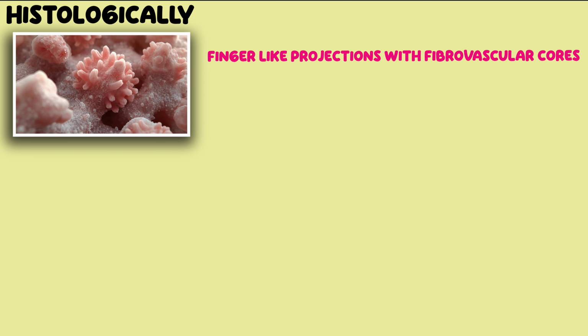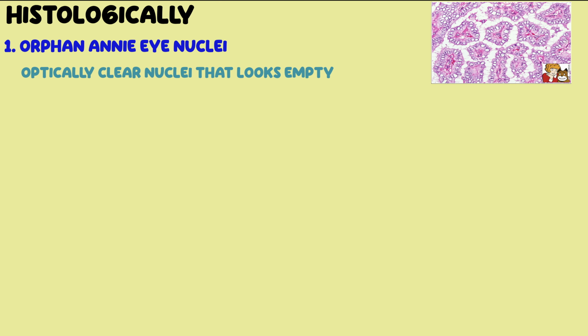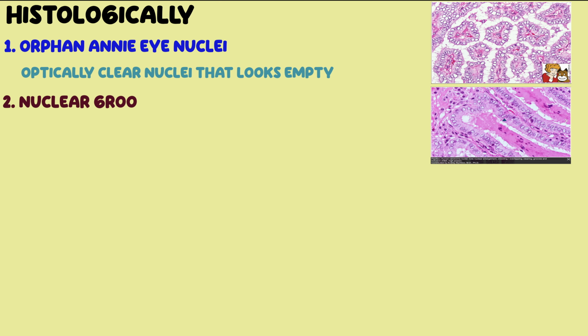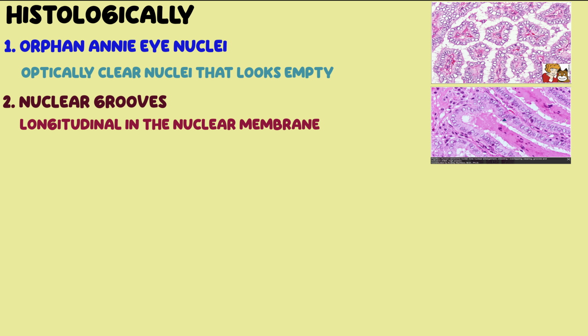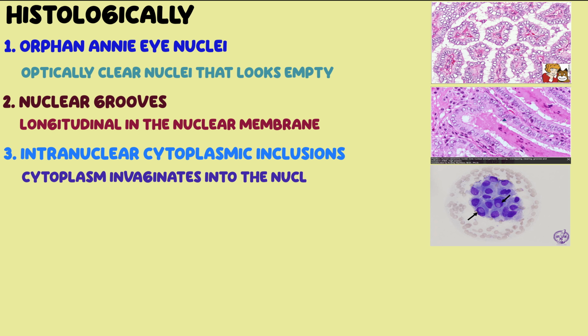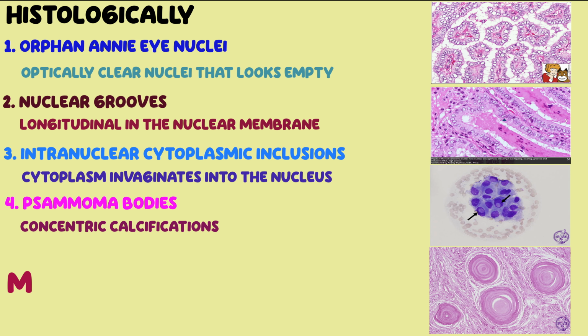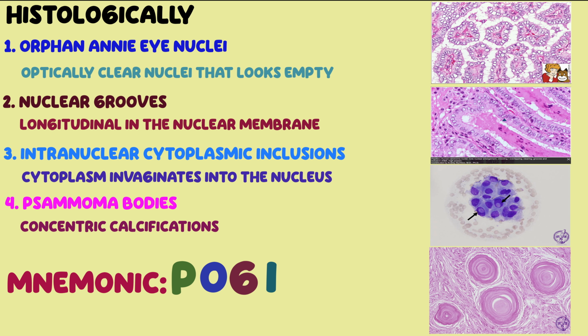Histologically, papillary thyroid carcinoma is named for its papillary architecture, finger-like projections with fibrovascular cores. But the real diagnostic clue? The nuclear features. Remember this. Number 1. Orphan Annie nuclei, optically clear nuclei that look empty. Number 2. Nuclear grooves, longitudinal folds in the nuclear membrane. Number 3. Intranuclear cytoplasmic inclusions. Cytoplasm invaginates into the nucleus. And don't forget Psammoma bodies, those concentric calcifications. Mnemonic is POGI: P for Psammoma bodies, O for Orphan Annie, G for grooves, and I for inclusions.